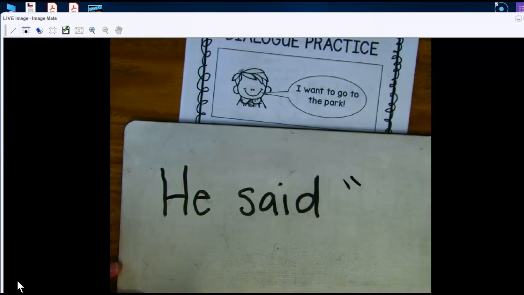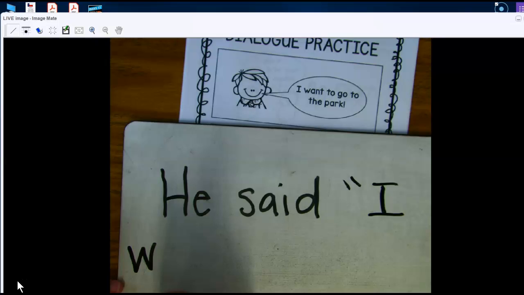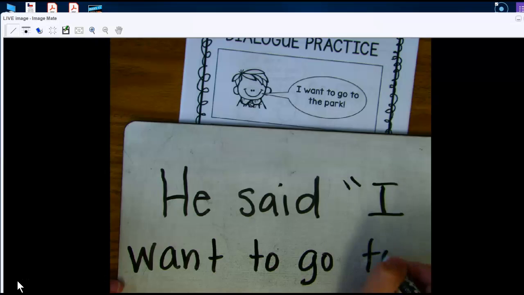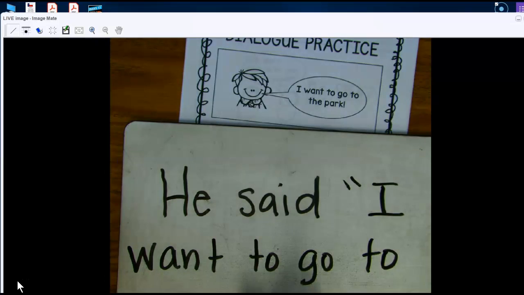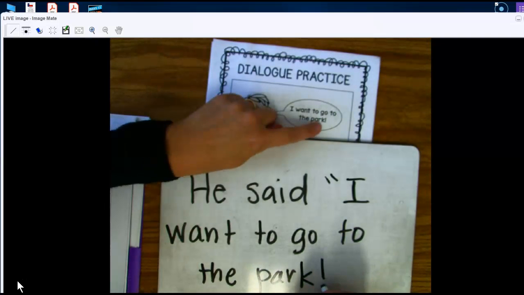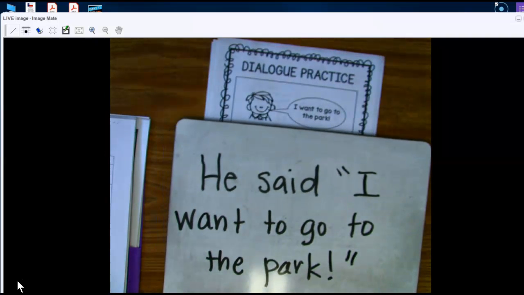So here's my beginning quotation. See how they're kind of leaning? "I want to go to the park." I know you can't see it, but look, it's got an exclamation point on it. So I'll put that. And then I put my quotation marks at the end. So that's how you show it. Yes, Gracie. You still don't have it, so you can have a piece of paper. Here you go. He said, "I want to go to the park."